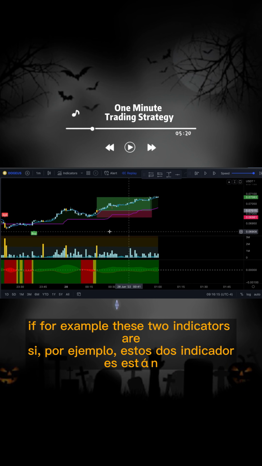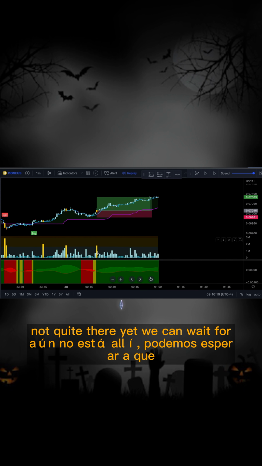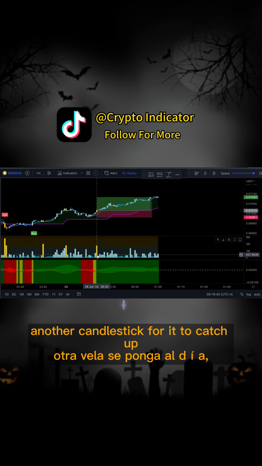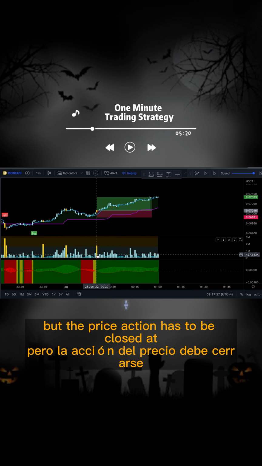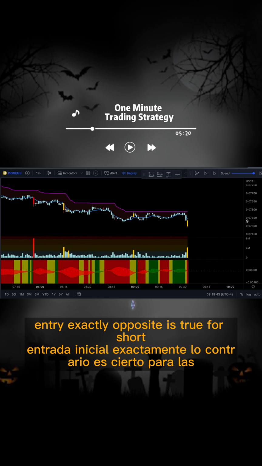If, for example, these two indicators are confirming a signal, but the volume is not quite there yet, we can wait for another candlestick for it to catch up, but the price action has to be closed at the same level where we had our initial entry. Exactly opposite is true for short trades.